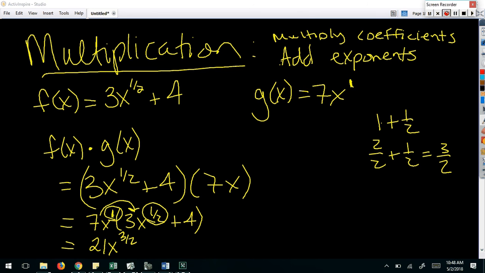Now let's distribute to the second piece. 7x times 4 is 28x. That's your answer. All right. So if you add and subtract this effectively, you have to do the function.